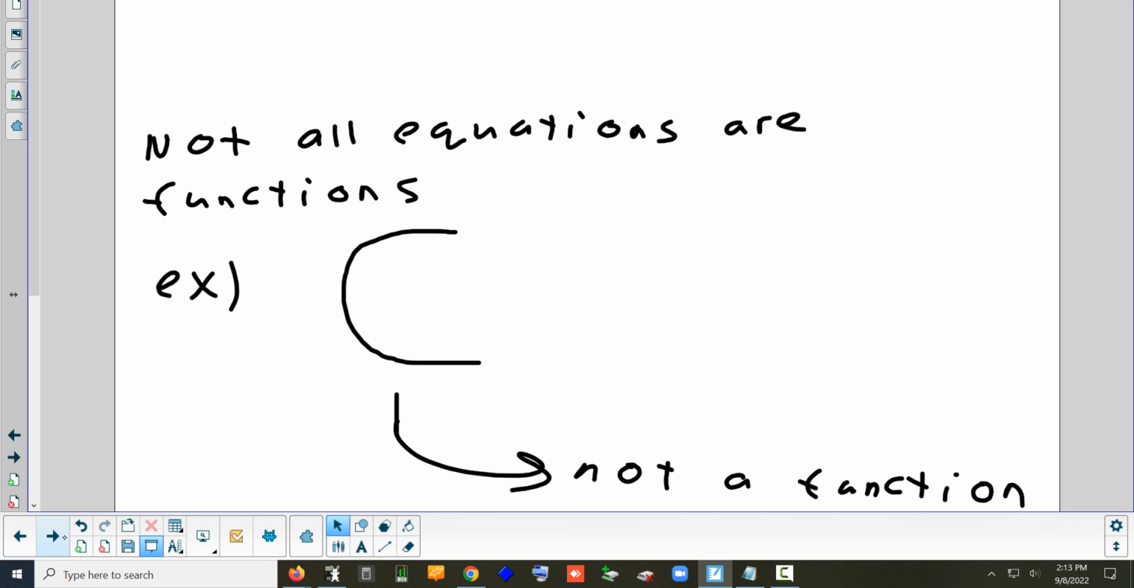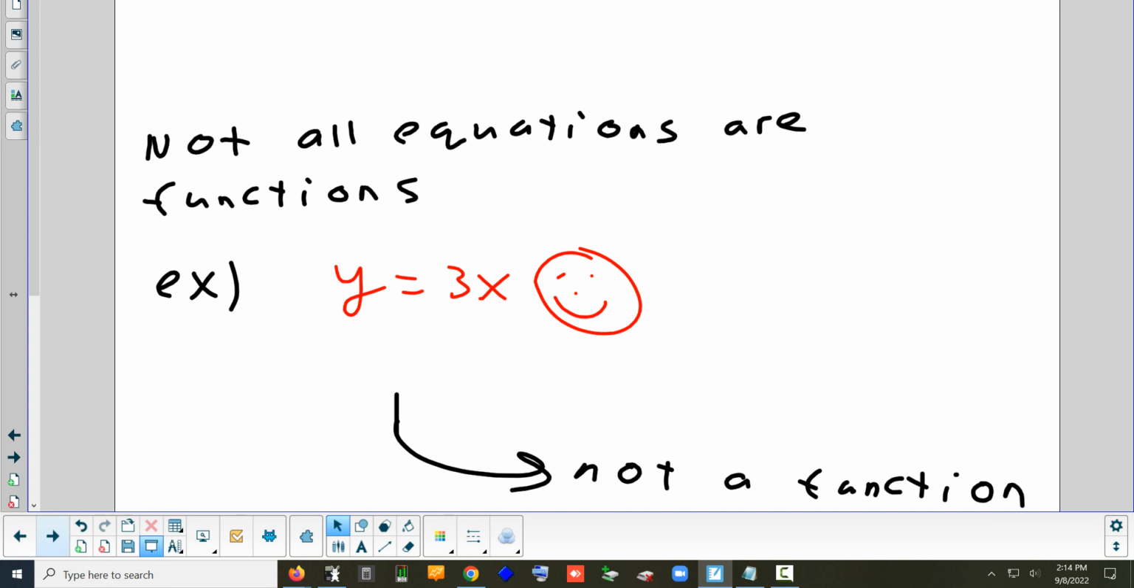Only one. Okay. So something like, let me do this again, y equals 3x. That's good. That's a function. Right? Y equals 3x. That would look like a line going through the origin, and if you plug in a value for x, like 7, 3 times 7 is 21, that's the only answer. You'll never get a different answer.